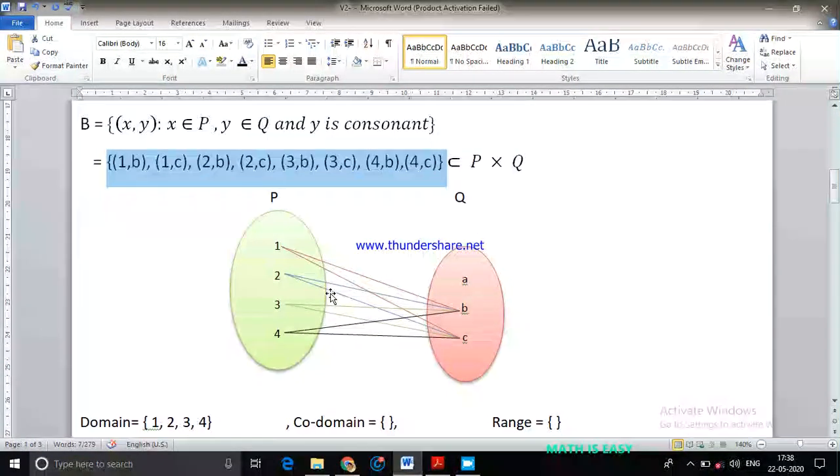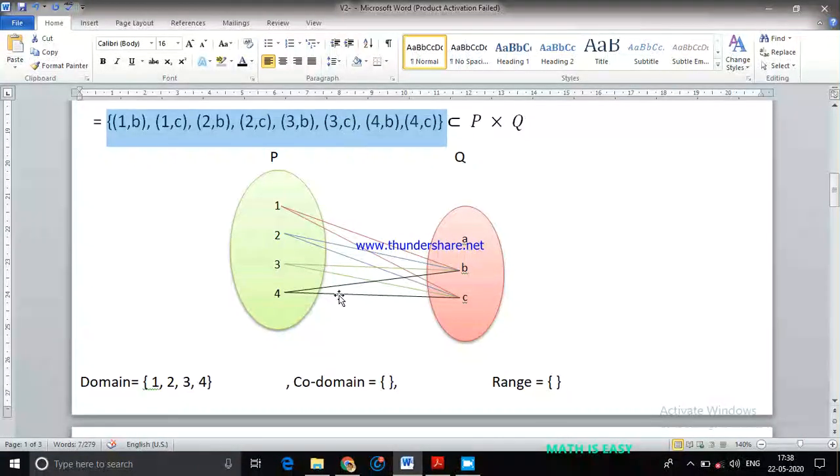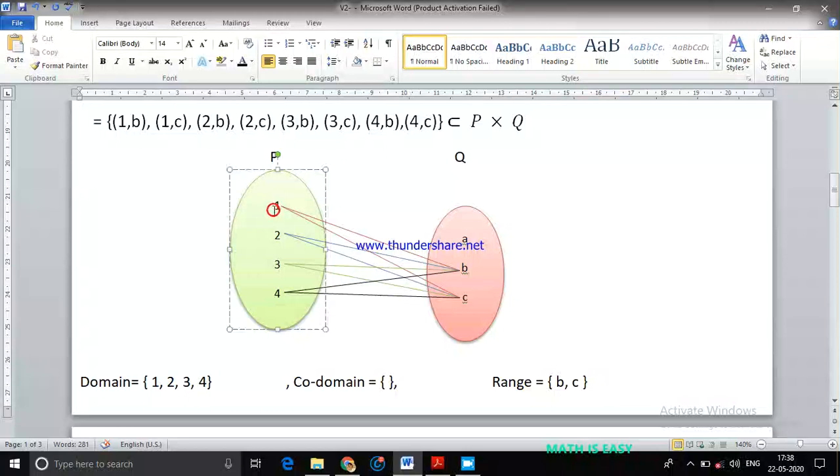And range is all the elements of Q. Range consists of all the second elements of this. What are the second elements? B, C, B, C, B, C, B, C. So range consists only of B, comma C.